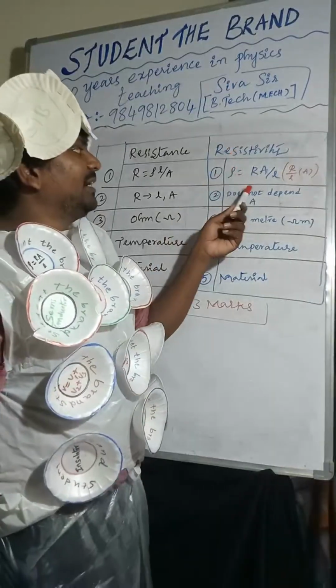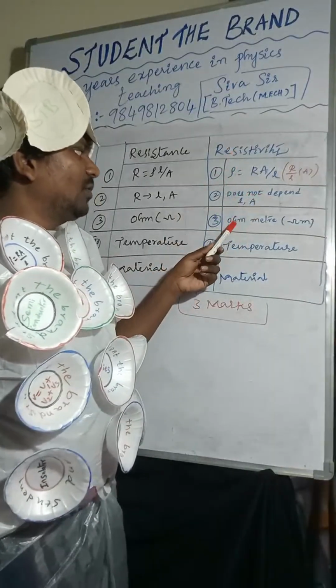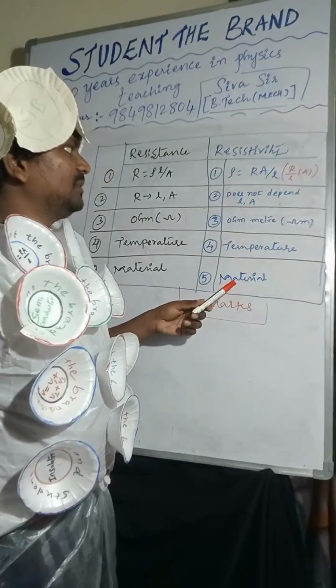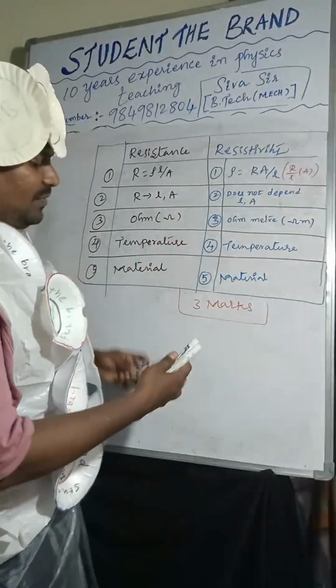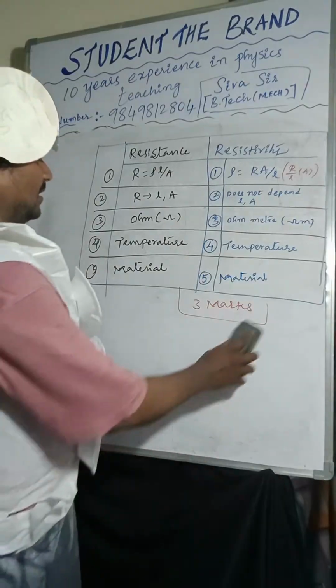So resistivity does not depend on length and area. The SI unit of resistivity is ohm meter. Resistivity depends on temperature and also on the material of the conductor. So that is the difference between resistance and resistivity.